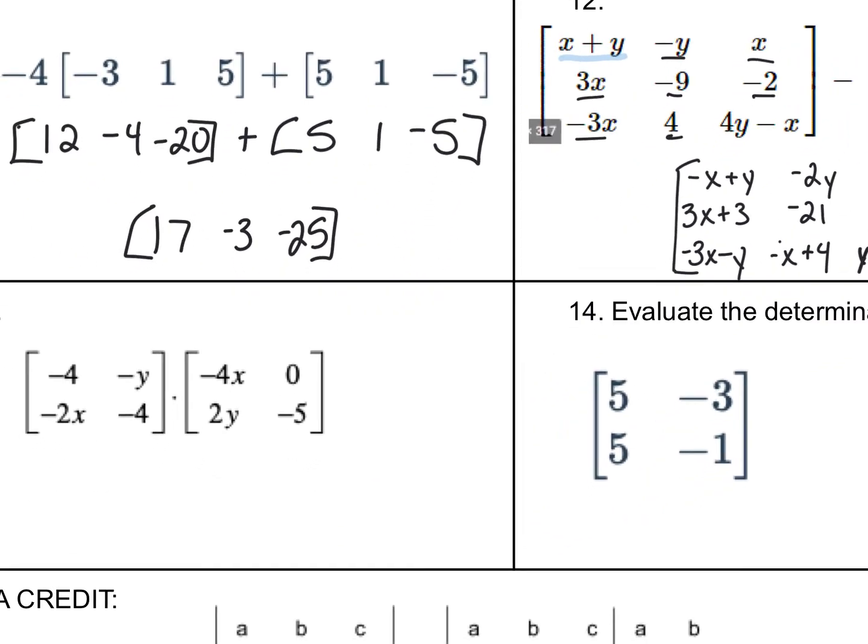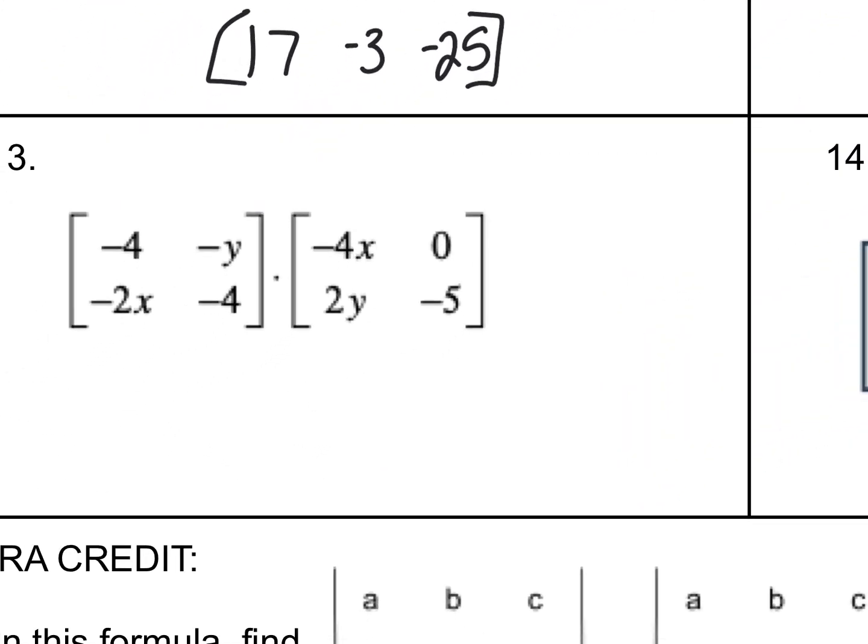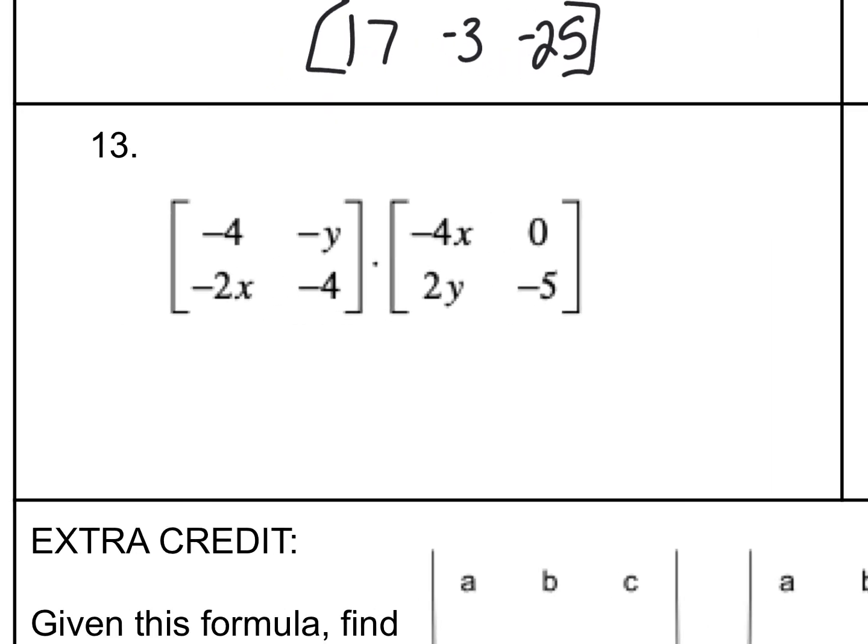Cool. Number 13, what operation do we have here? Multiplication, okay? If two matrices are just written next to each other, that's multiplication. Same thing as if they are written next to each other with a little multiplication dot. Still means the same thing. We look at the dimensions: this first one is 2 by 2, second one, 2 by 2. Can we do it? Yep, and our answer is going to be a 2 by 2. Good.